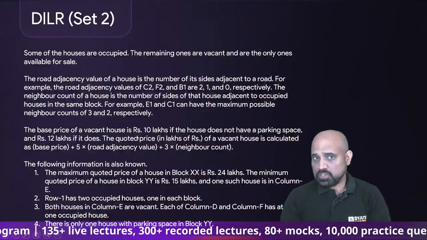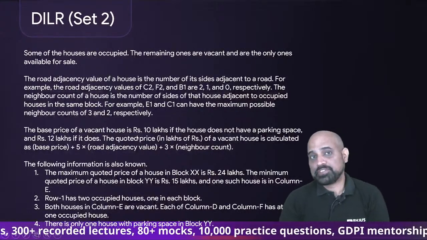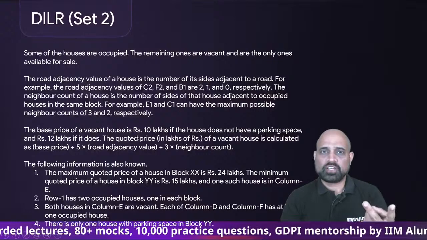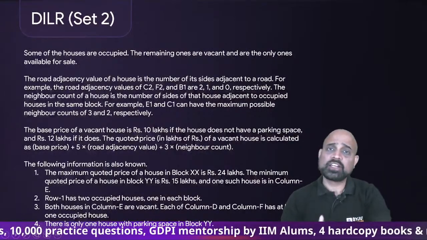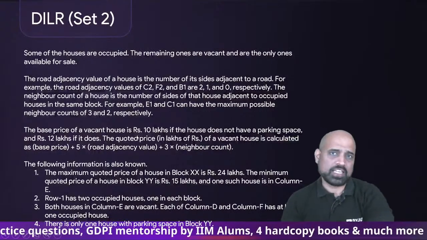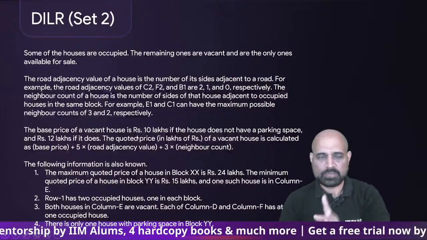Some of the houses are occupied. The remaining ones are vacant and are the only ones available for sale. So there are two kinds of houses. One is occupied, people are already staying, and the other ones are vacant, which are for sale. So vacant or sale, same thing, and then we have occupied. So occupied and sale, O and S.